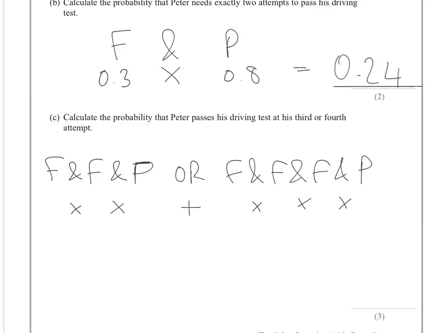Probability of failing on first attempt 0.3, probability of failing second time round 0.2, probability of passing 0.8. Fail 0.3, 0.2, 0.2, passing 0.8. Putting that in your calculator and you get the solution 0.0576.